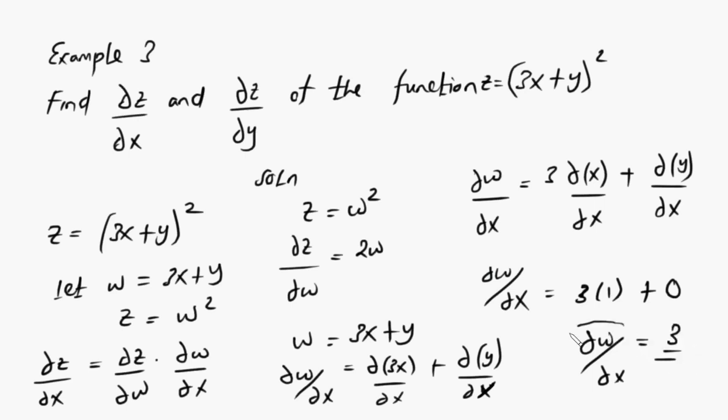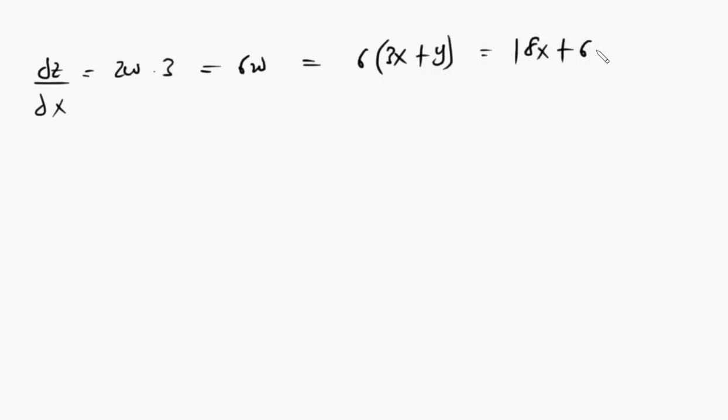So I'm going to take this times this to obtain the partial derivative of z with respect to x. So my partial derivative now of z with respect to x is just going to be equal to 2w times 3, which is equal to 6w. But w is equal to 3x plus y, so the answer is 6 times (3x plus y), which is 18x plus 6y. So the partial derivative of z with respect to x is what?